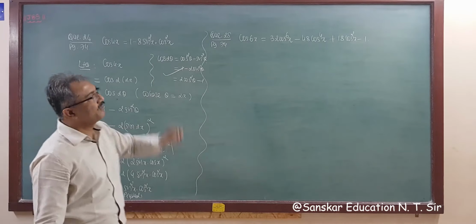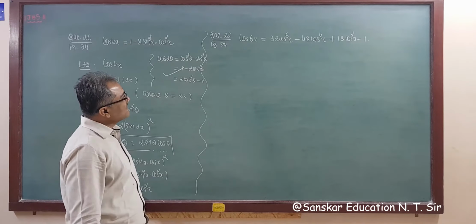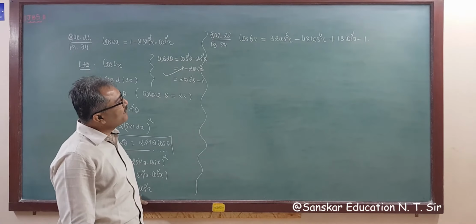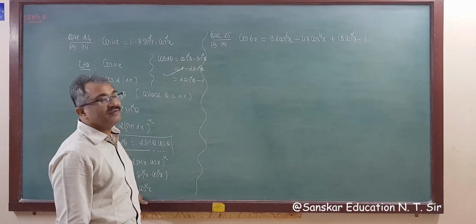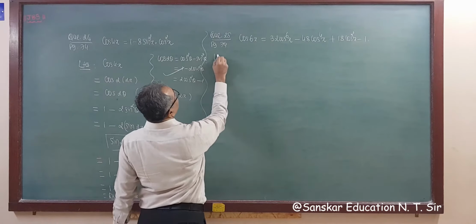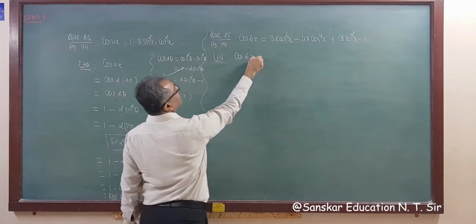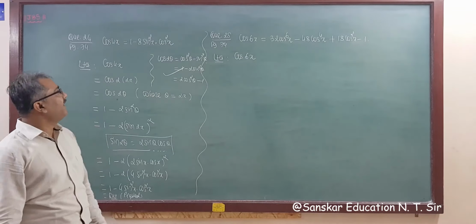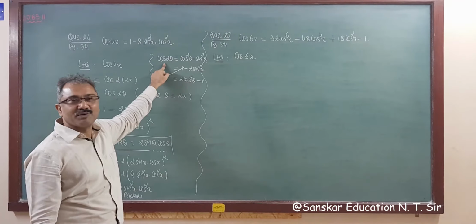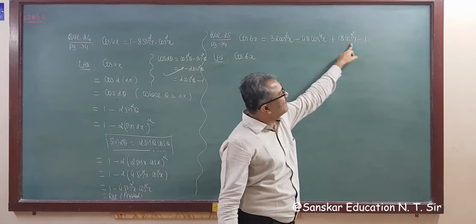Right. Now question number 25, page 74. We have to prove cos 6x is 32 cos raised to 6 x minus 48 cos raised to 4 x plus 18 cos square x minus 1. Right, so taking the left hand side, cos 6x. We have the formula for cos 2 theta, which you should remember. What is the formula for cos 2 theta in terms of cos only?